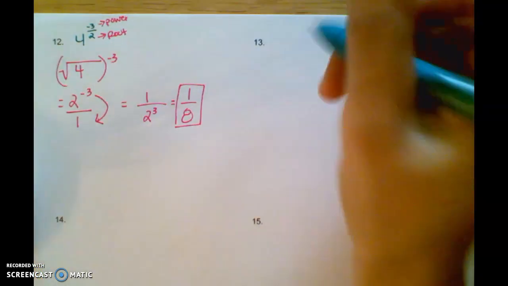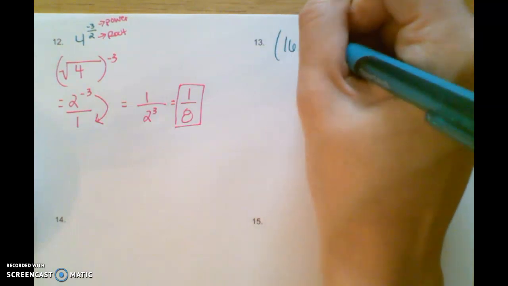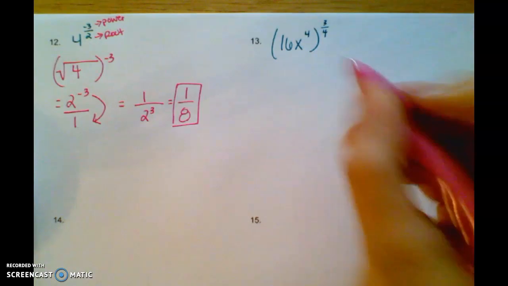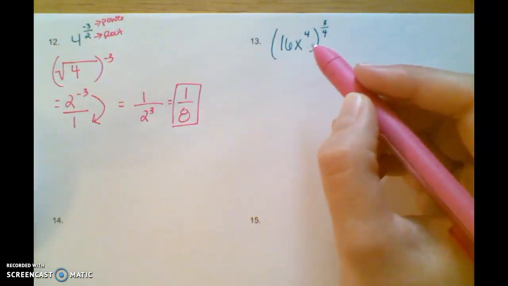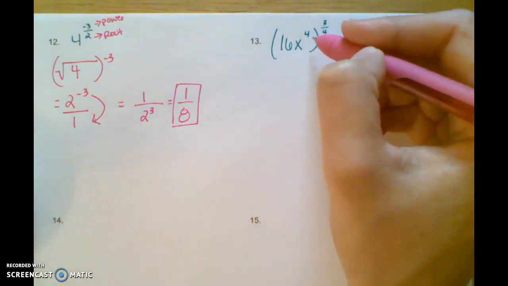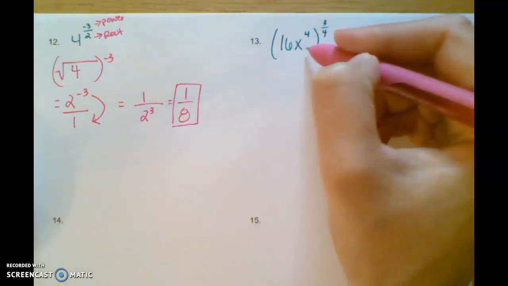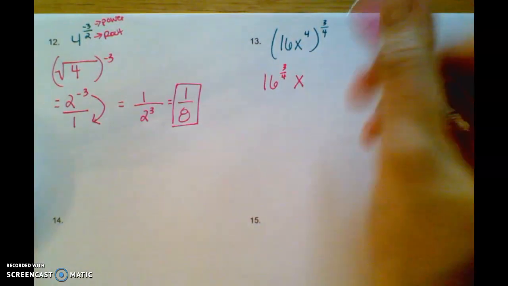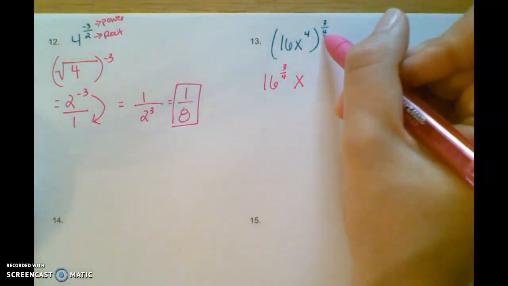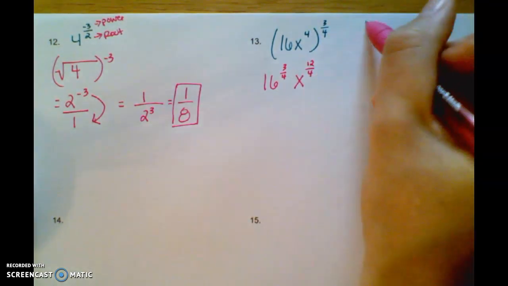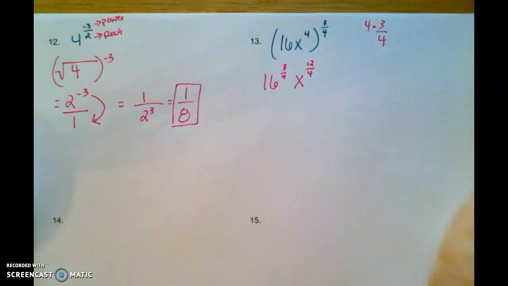Let's try another one. We have 16x to the 4th, to the 3/4. So this time we have 2 things on the inside, and what I'm going to do with this is give that 3/4 to the 16 and to the x to the 4th. We can do that because it's multiplication on the inside. So 16 to the 3/4 and x to the 4 times 3 over 4, is 4 times 3 is 12 over 4. We are doing 4 times 3 over 4.